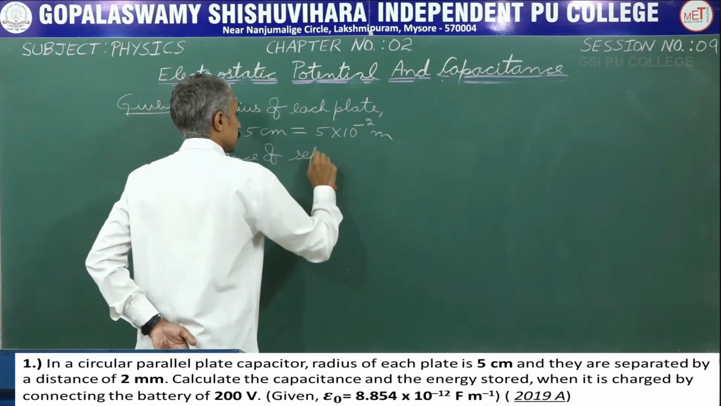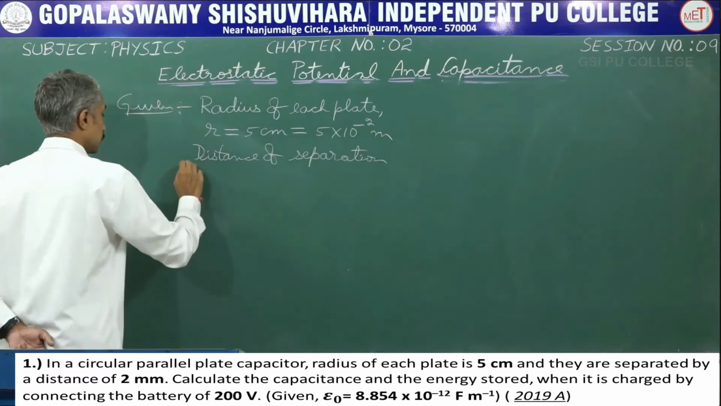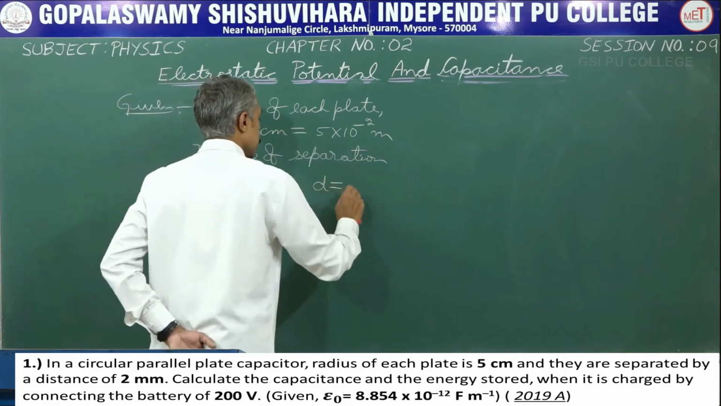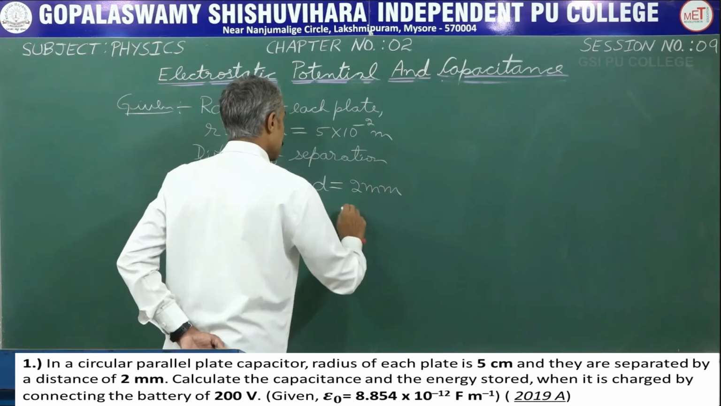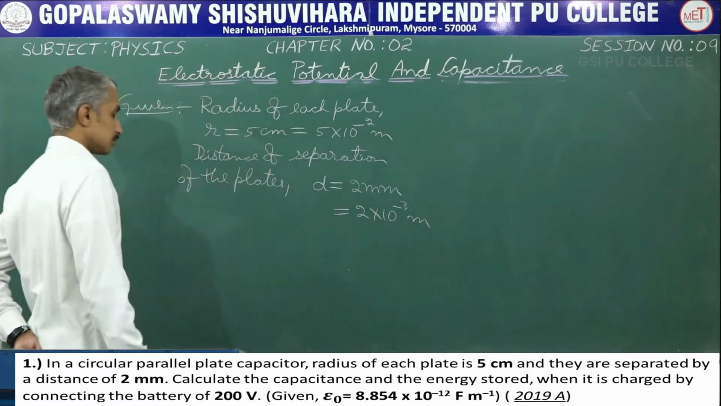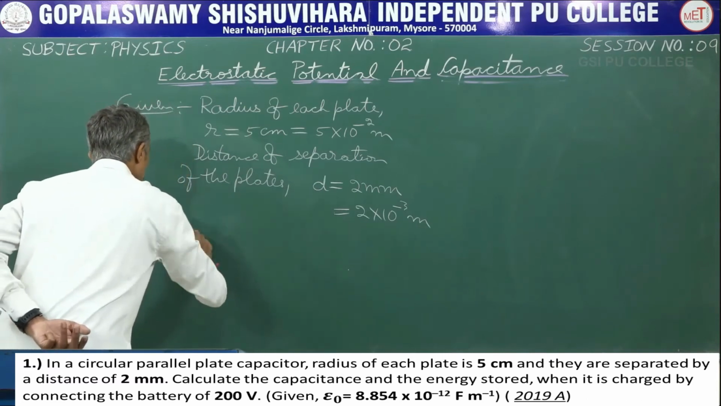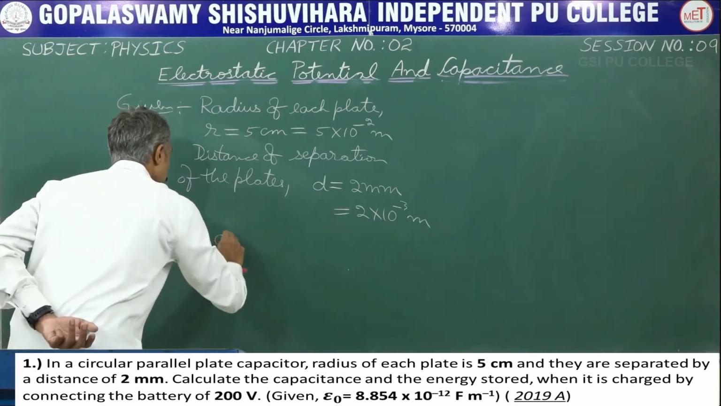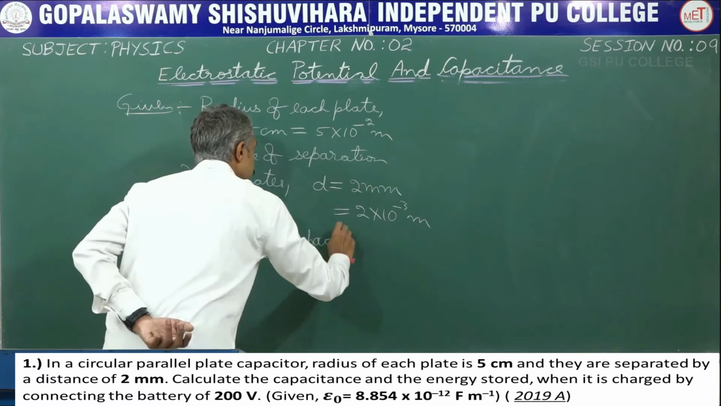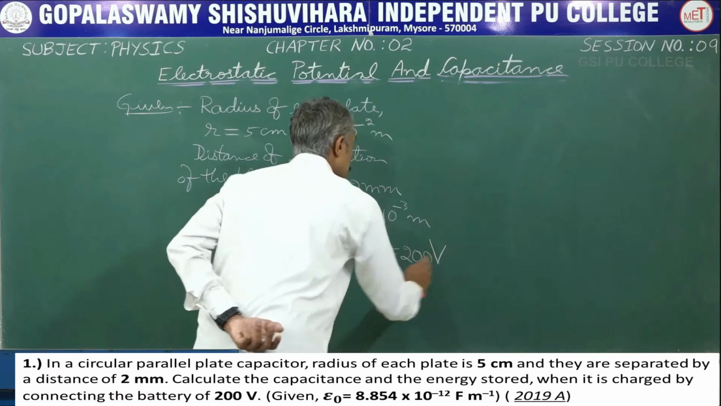Distance of separation of the plates, small d, which is 2 millimeter. In SI units, it is 2 into 10 to the power of minus 3 meter. They have also given the potential difference across the capacitor, V is equal to 200 volt.